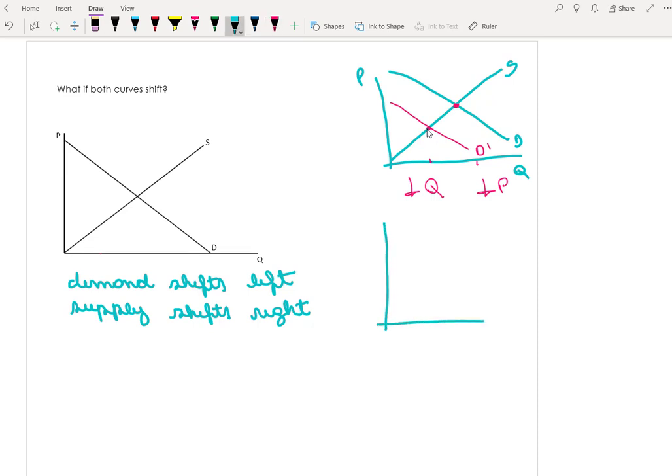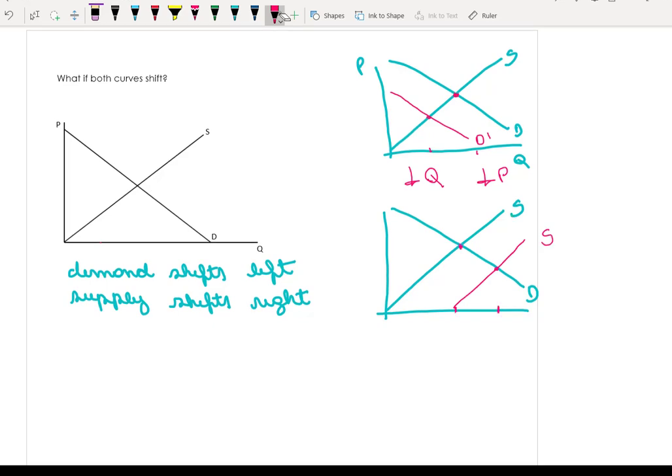And now let's shift the supply to the right. Now you can see that in this case, quantity went up from here to here, and prices went down from here to here. Okay, so what's going to happen to price? Well, price for sure is going down, because in the first and in the second shift, prices went down.